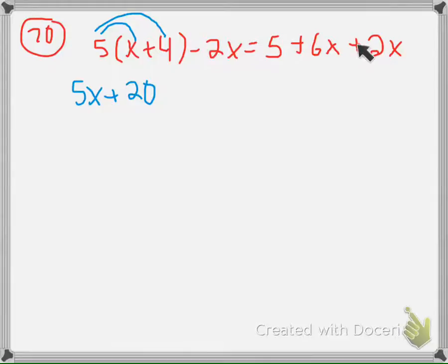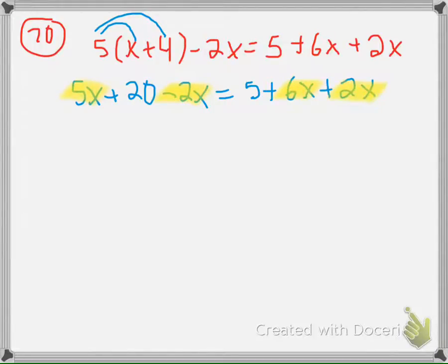And now I'm going to bring down the whole rest of the equation. Minus 2x equals 5 plus 6x plus 2x. Okay, now I get to combine my like terms. I know if things are like terms because they both have x's or they both have nothing with them. So when I look at this side of the equation, I see that 5x and negative 2x are like terms because they both have x with them. Now when I look at this side of the equation, I have 6x and 2x.